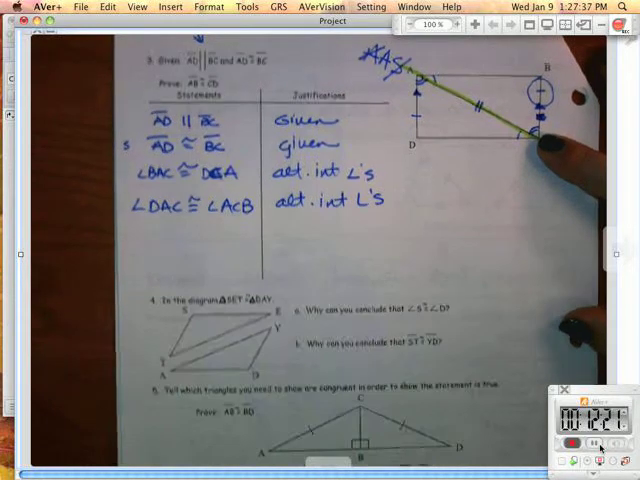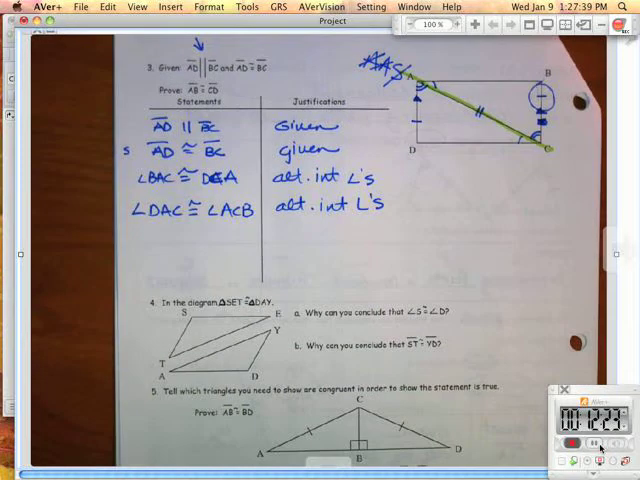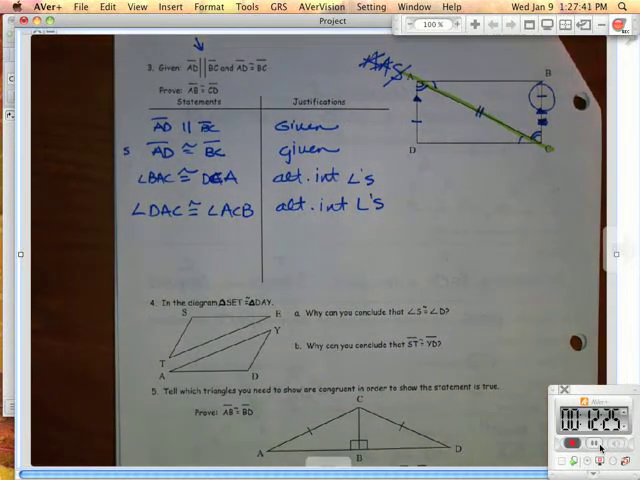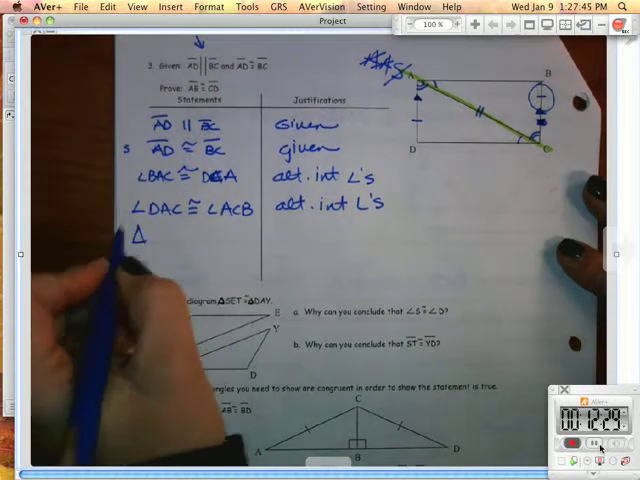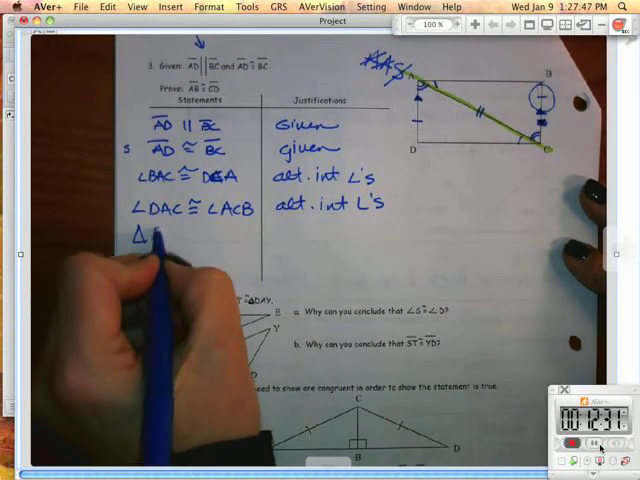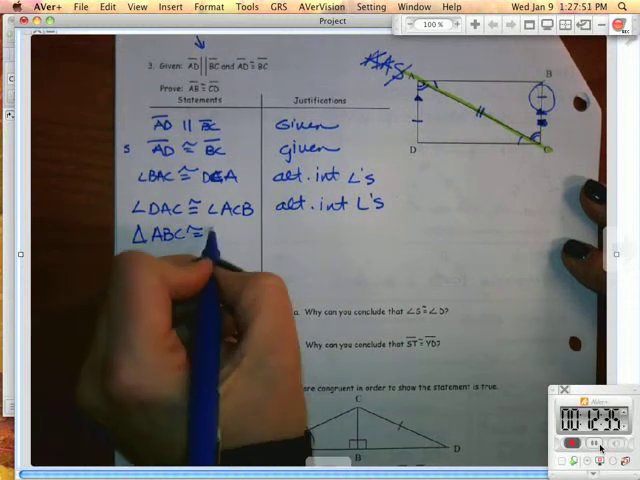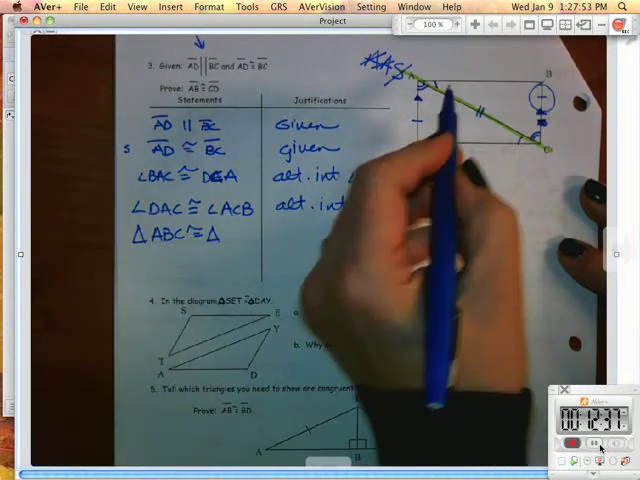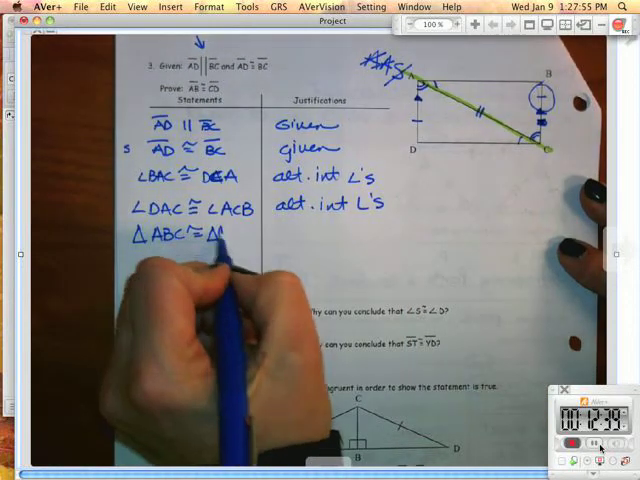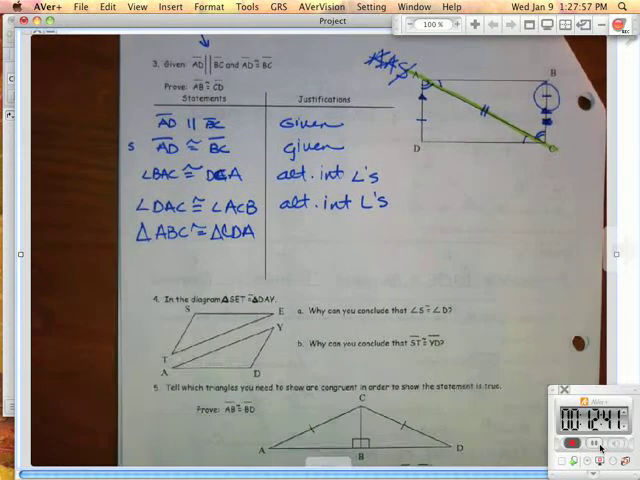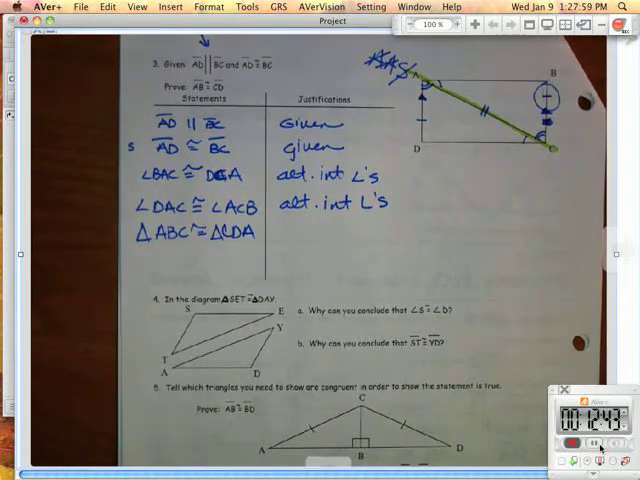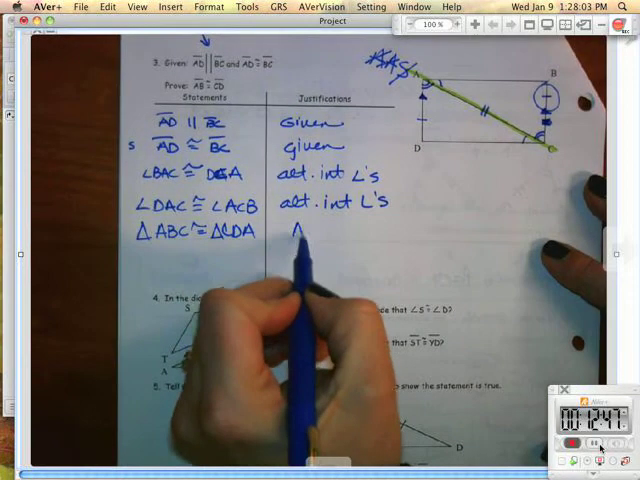All right, I did that other pair of angles. Now I've done my AAS. I can say their triangles are congruent. Triangle ABC is congruent to triangle CDA. I have to make sure I'm going in the right order. I have to look at it, actually. By what postulate? AAS.